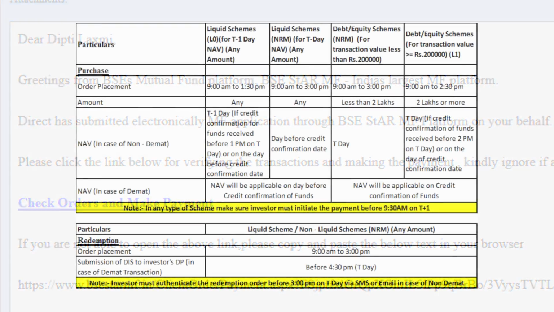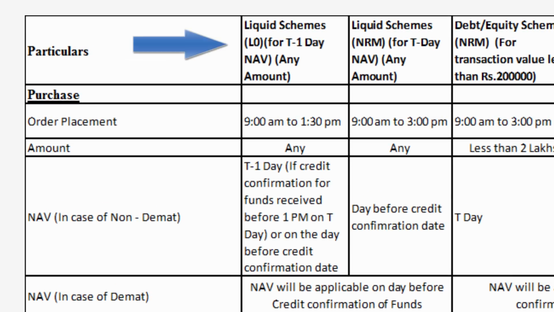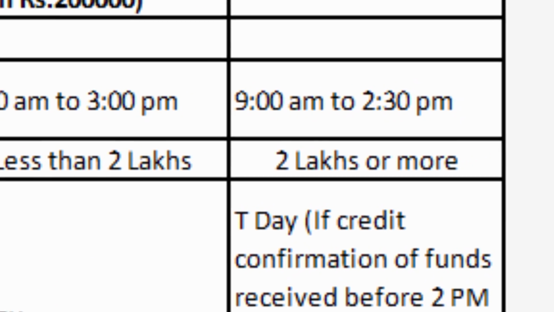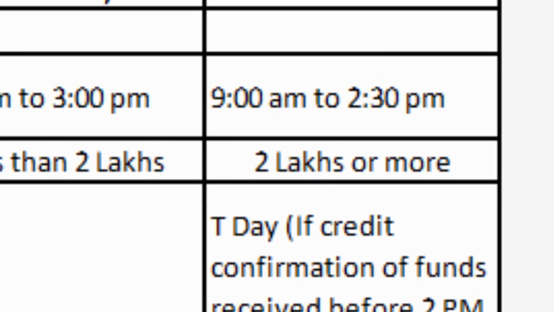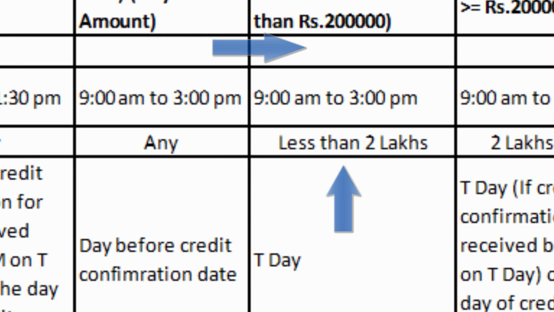Also, please make a note of the timelines for which you can place an order and also details of the allotment. There are basically three types of orders. The first one is a liquid scheme order. Second is what is known as a high value transaction order, which would be for non-liquid funds, that's debt and equity funds, for amounts ranging from 2 lakhs and above. And the third type would be non-liquid debt and equity orders for amounts below 2 lakhs.